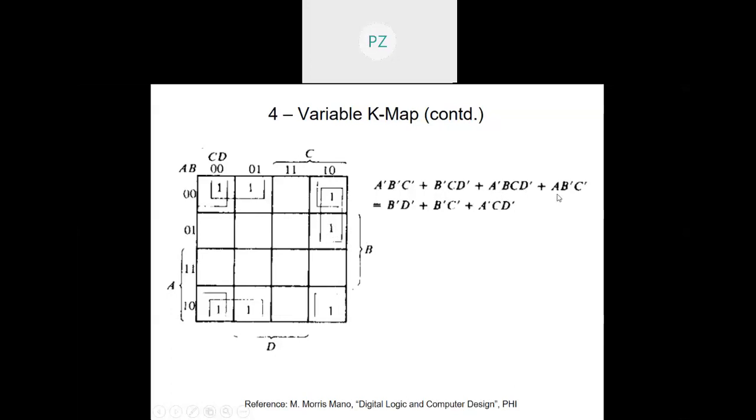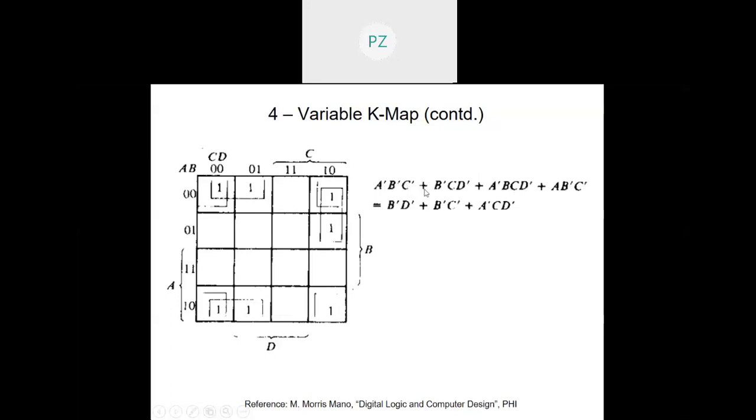Now again A B dash, C dash. So let us look for A B dash. A B dash is here, right? So I'm talking about this row. Where all do we get C dash? We get C dash here and here. So these two ones put together will correspond to A, B dash, C dash. So A dash, B dash, C dash will give me these two ones.